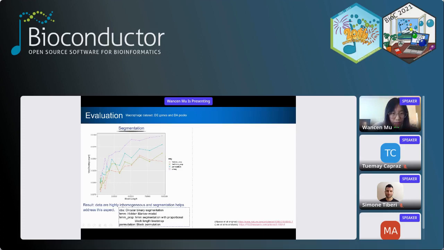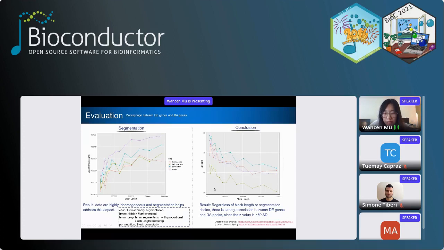But if we use either circular boundary segmentation or Hidden Markov model segmentation with proportional block lengths, the variance drops a lot at large block lengths. This suggests segmentation indeed helps address the inhomogeneity issue. And then when we look at the conclusion, we find that for this specific experiment, regardless of the block length and the segmentation choice, there is a strong association between the DE genes and DA peaks.